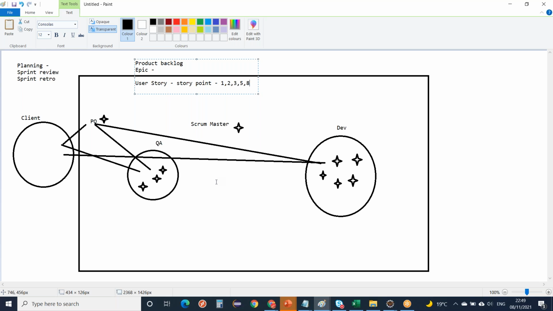Some teams use the story points as a Fibonacci series. How is it? 1, 2, 3, 5, 8, then 13, and then 21. In our team also we use it that way only. Fibonacci series, and the story points will be given based on one of these numbers.